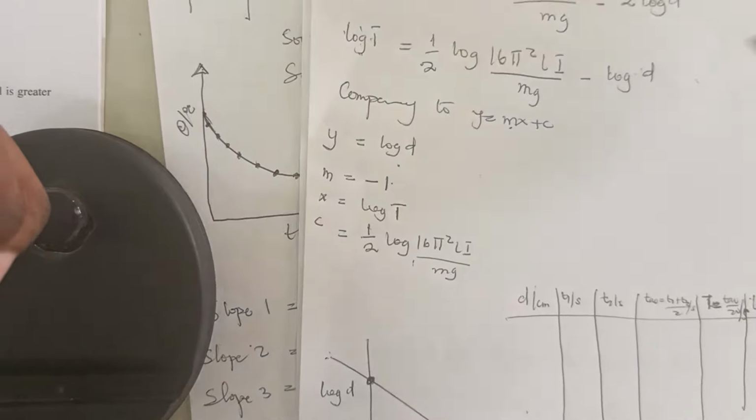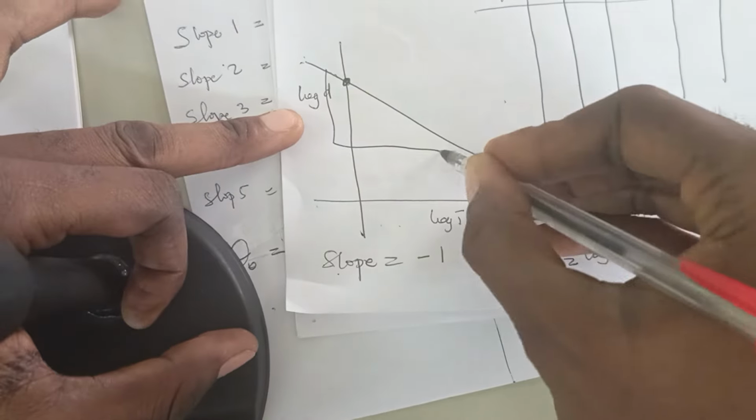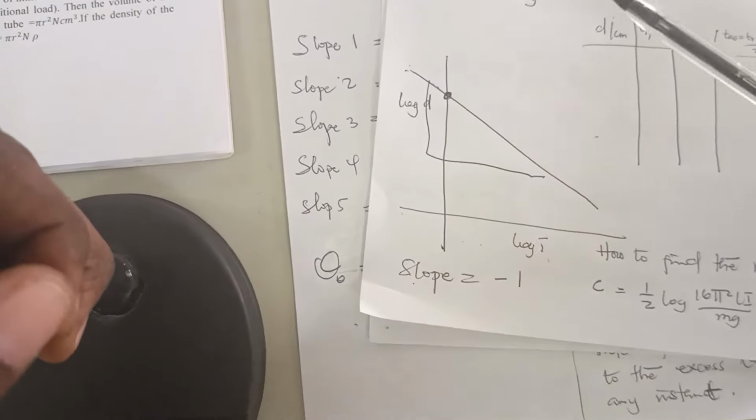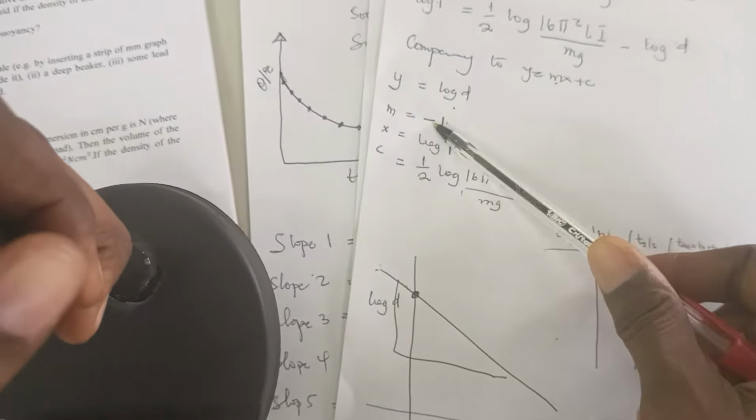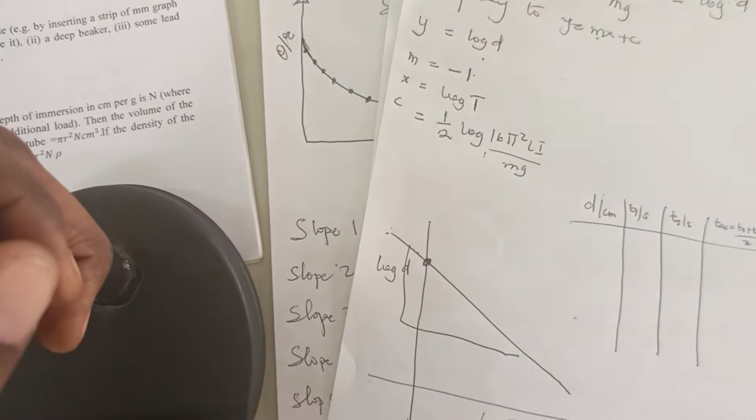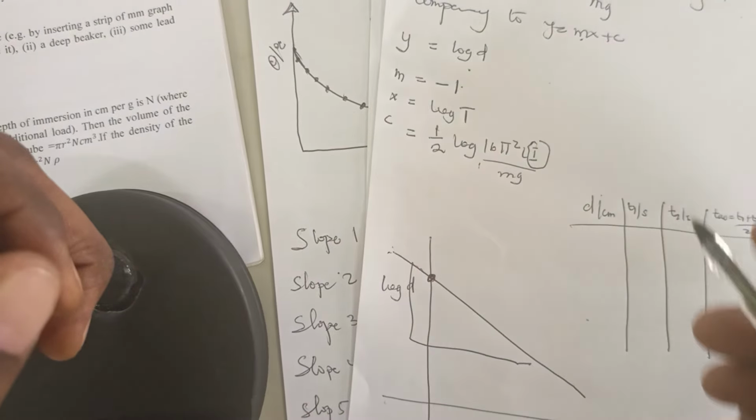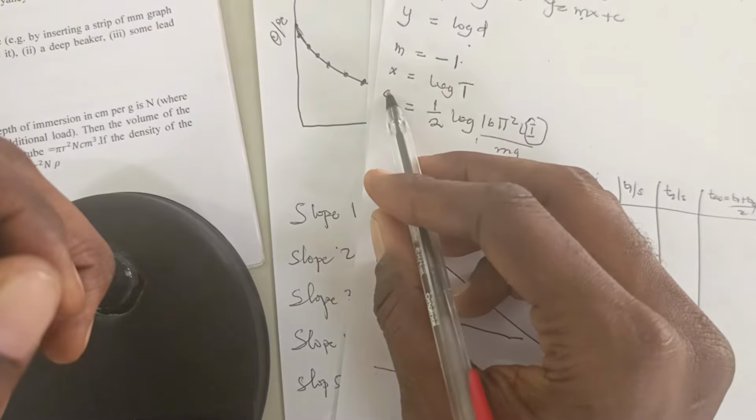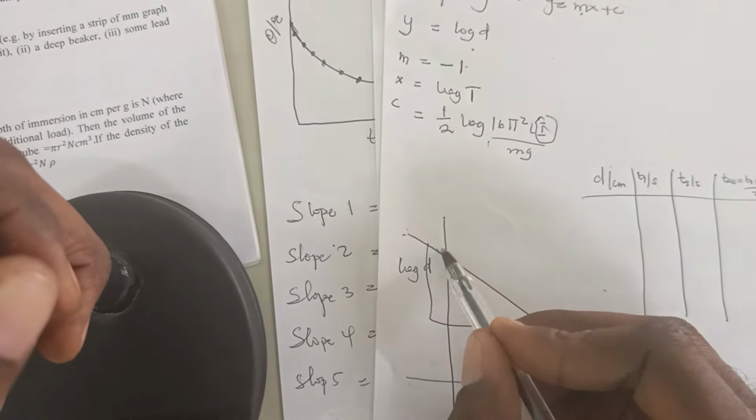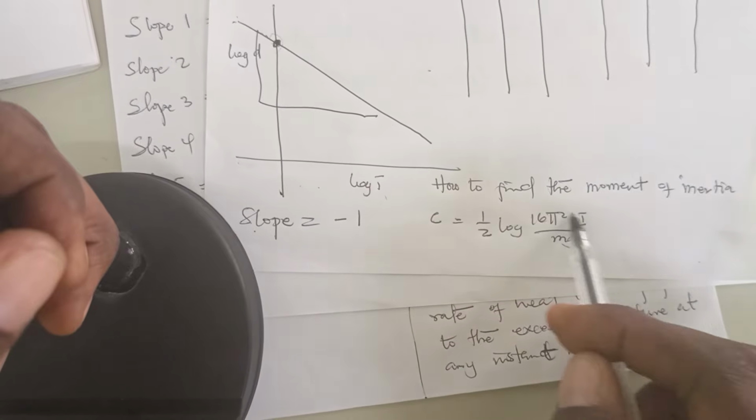After finding the slope, we can negate it, because the value of the slope is supposed to be negative. So you get a positive slope, but you negate it. Then, to find the moment of inertia I, we said that c, the intercept, is this whole expression. So we equate the value of the intercept to the whole of this expression.